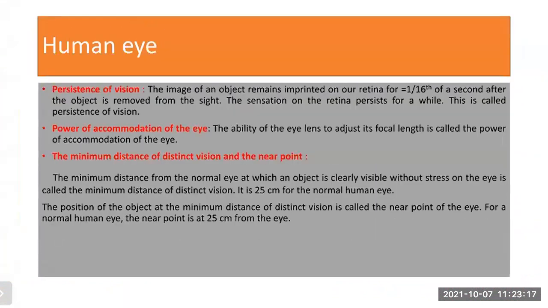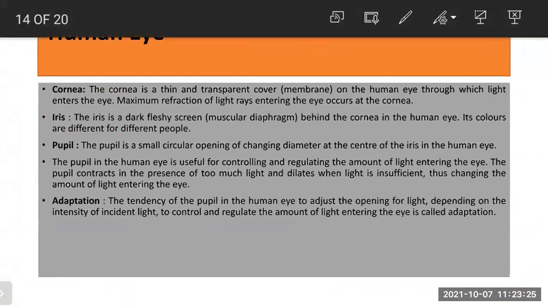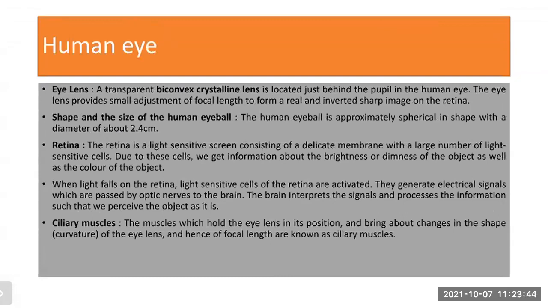Okay. So once again, I will just repeat this term. So we have studied about the cornea. It is the thin transparent cover. Then iris, it is a dark fleshy screen. Then pupil, it is at the center of the iris, and it controls and regulates the amount of light entering the eye. Then eye lens, it is a transparent biconvex crystalline lens located just behind the pupil, and it provides the small adjustment of the focal length to form real and inverted sharp images on the retina.